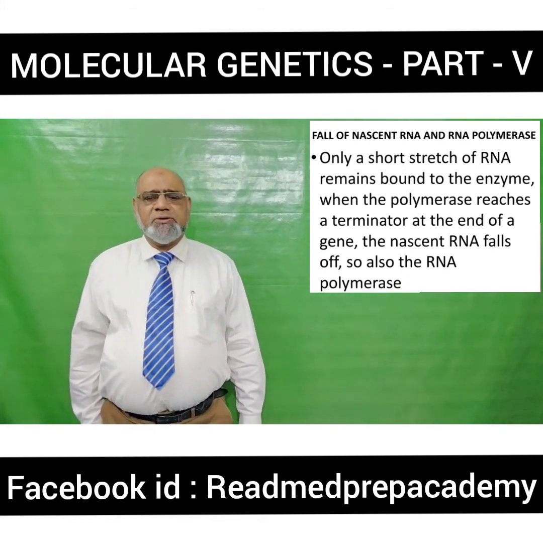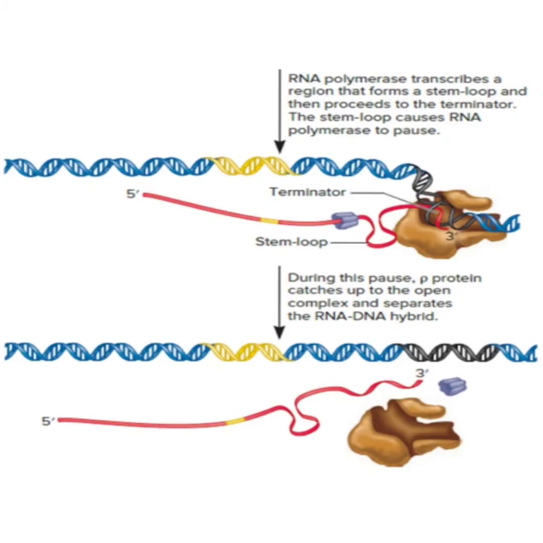So also the RNA polymerase. Here you can see the RNA polymerase transcribes a region that forms a stem loop and then proceeds to the terminator. The stem loop causes the RNA polymerase to pause, and this pausing results in the formation of a hairpin loop. During this pause, the Rho protein catches up to open the complex and separates the RNA and the DNA hybrid, and the RNA is separated and the RNA polymerase is also separated.